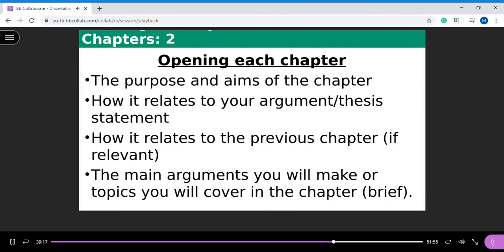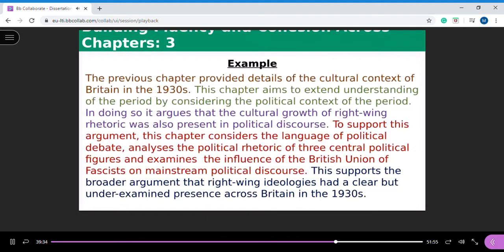So obviously for the first chapter, you don't need to say how it connected to the last. And then, because this is like a mini introduction, really, you give an overview of the topics you will cover in the chapter, really briefly. So let me just show you an example for that. Here's an example of those elements in an opening paragraph for a chapter.